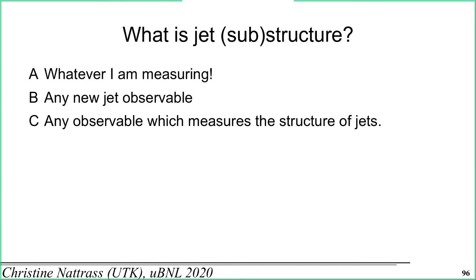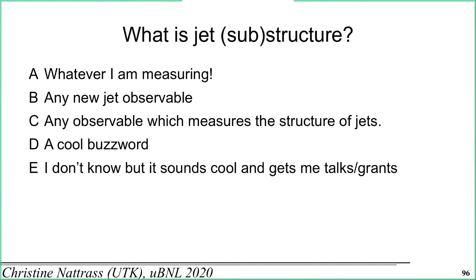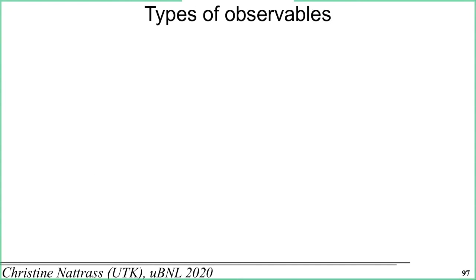It means where stuff goes when the parton breaks up into other partons and then final state hadrons. That's what I would have naively guessed. A cool buzzword? Or I don't know, but it gets me talks and grants. If you listen to talks, I take issue with this word because it is used wildly inconsistently. So I spent a lot of time trying to break down the types of observables into useful types. So, how do we think about jet observables?